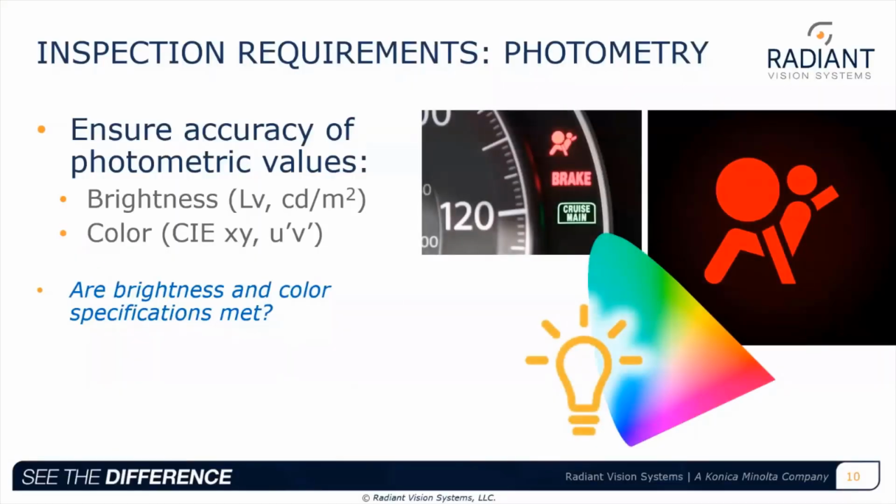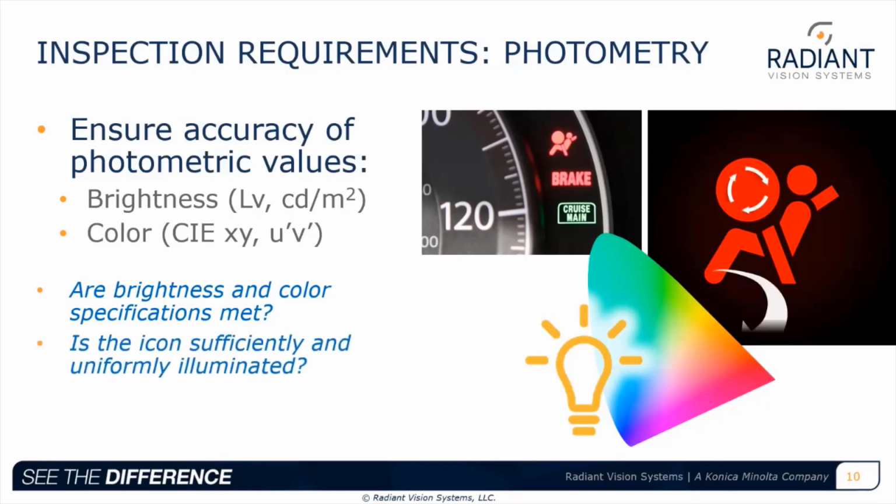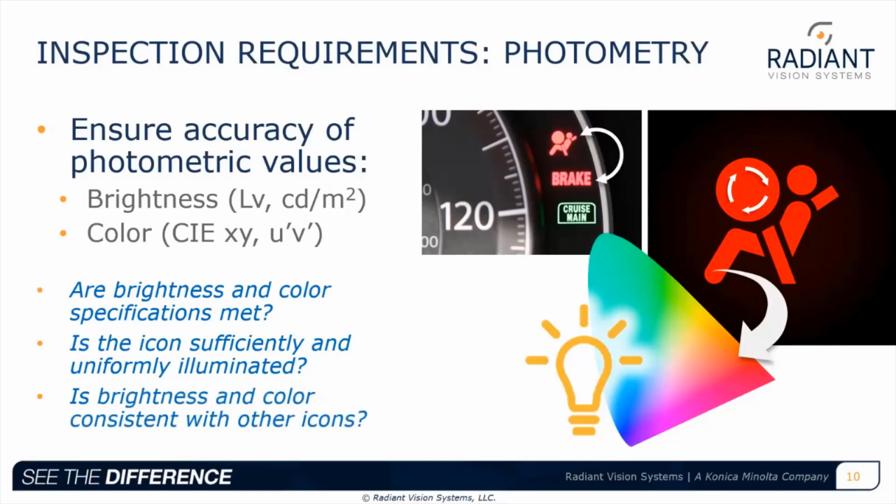Now, I'd like to break down the two major components that we would look at when evaluating an instrument cluster. First, we need accurate and repeatable measurements of the photometric properties of the icon, including brightness and color, to check if they are meeting specifications. And even beyond this, we need to look at the uniformity, both within a character to make sure it's sufficiently and uniformly illuminated, and also from one character to another to ensure that the brightness and color is consistent with other icons.